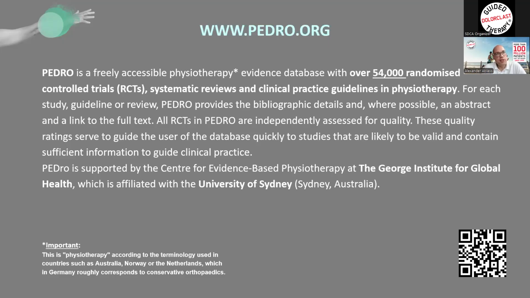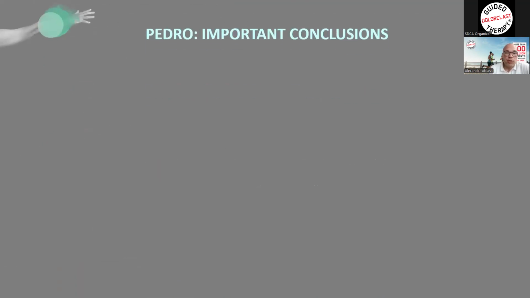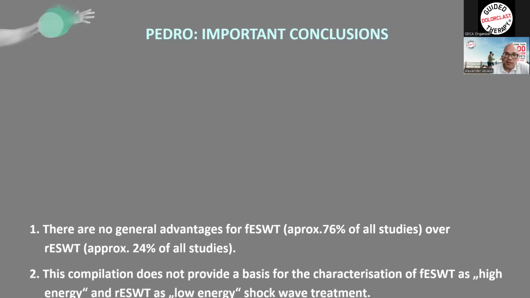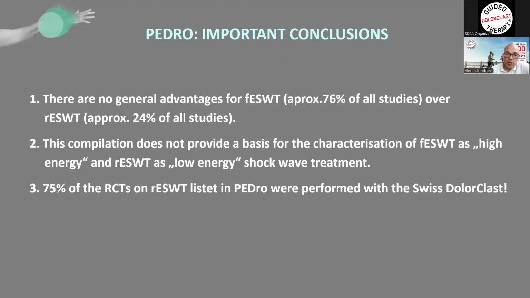One sentence about this: when you look for shockwave studies in the Pedro database, always check which device has been used. As you will see later, there are many differences on the market. So all the time check which device actually has been used for the study and which device is proven to cause the effect. We have some important conclusions about the Pedro database when we check the whole database and all the shockwave studies we can find in it. Three, I will mention now.